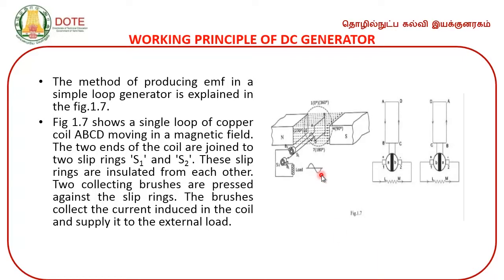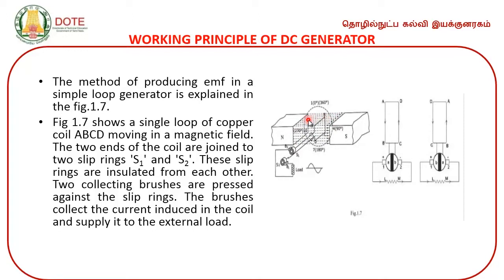Now, we will see how the DC generator works. Working principle of a DC generator. The method of producing EMF in a single loop generator is explained in figure 1.7. Figure 1.7 shows a single loop copper coil ABCD moving in a magnetic field. So, this is the magnetic field, this is the north pole, south pole. Between these two poles there exist magnetic flux lines called magnetic field.